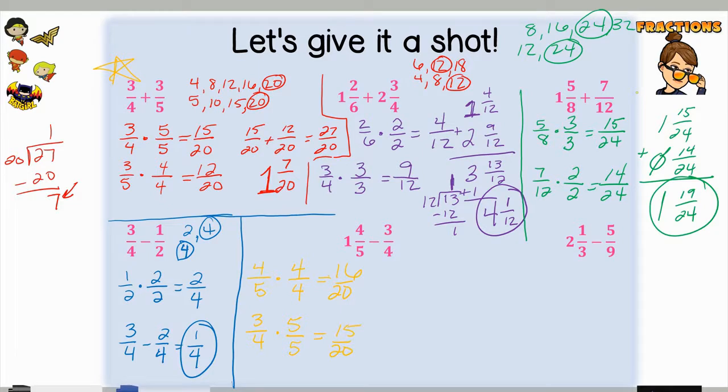So now my problem becomes 1, and this is where it's really important. 16/20 goes with 4/5, so that has to go with the 1. I cannot make that mistake of putting them with the wrong number, or I'm going to get an incorrect answer. And then I'm taking away 15/20. The nice part here, 16 minus 15, it works because my larger number is on top, and I'm left with 1/20. 1 minus 0 is 1, so my answer is 1 and 1/20.